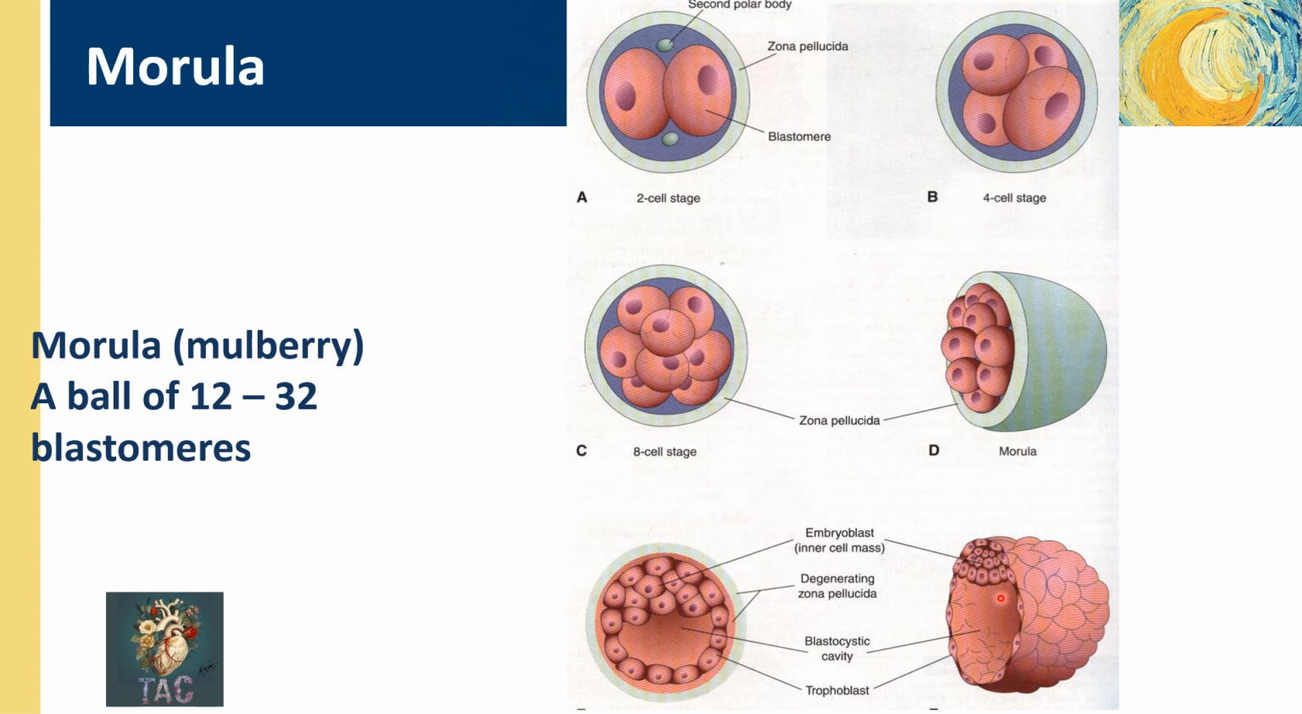So in this diagram you can see this is the blastocystic cavity or blastocele. This is the inner cell mass which is called the embryoblast, and this inner cell mass will form the embryo proper, and this area is the outer cell mass which is also called the trophoblast, and this outer cell mass or trophoblast will form the extra-embryonic membranes and the placenta.